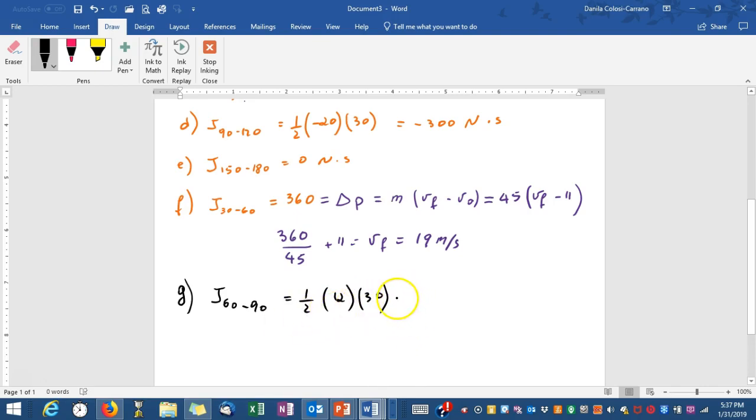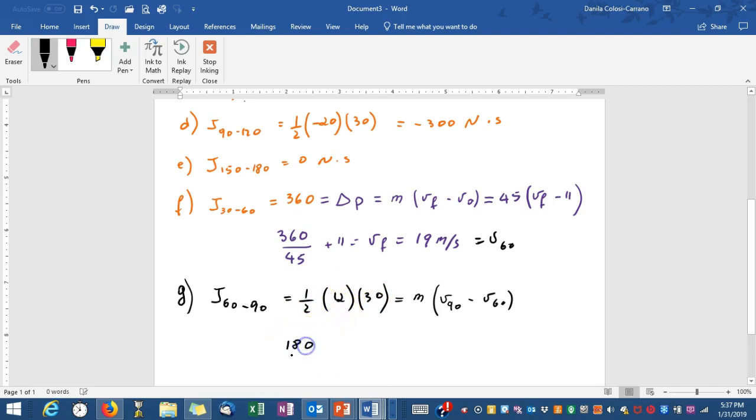So this is the impulse, which is going to be the same as m times the change in velocity, where m is 45. We know that number. And then this is the V at 90 minus the V at 60, which was calculated between 30 and 60. So at this point, we can just solve for this. We know that this is 6 times 3.